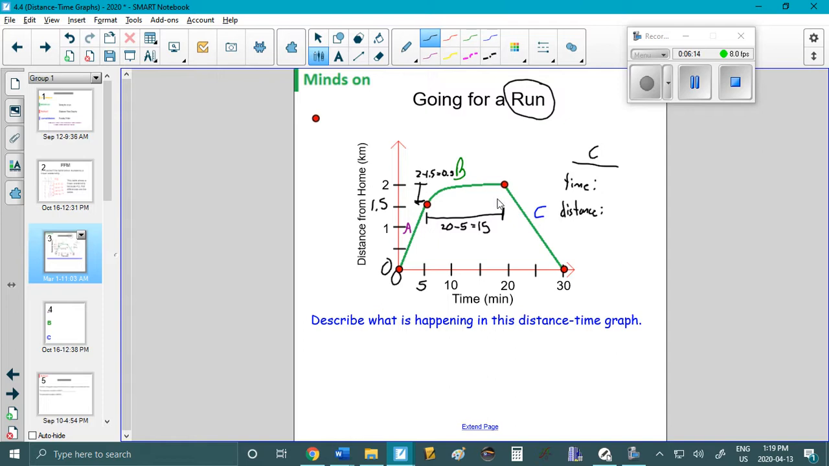All right, so the time, it was 20 minutes when section C started. We can see that here. And it was 30 minutes at the end of section C. So section C went from 20 to 30, or 10 minutes. And now the distance, well, at the start of section C, they were 2 kilometers from home. And at the end of section C, they were 0 kilometers from home. So they actually ran 2 kilometers.